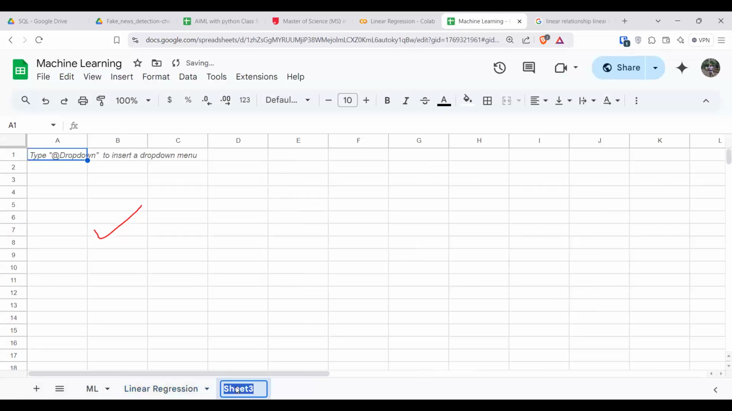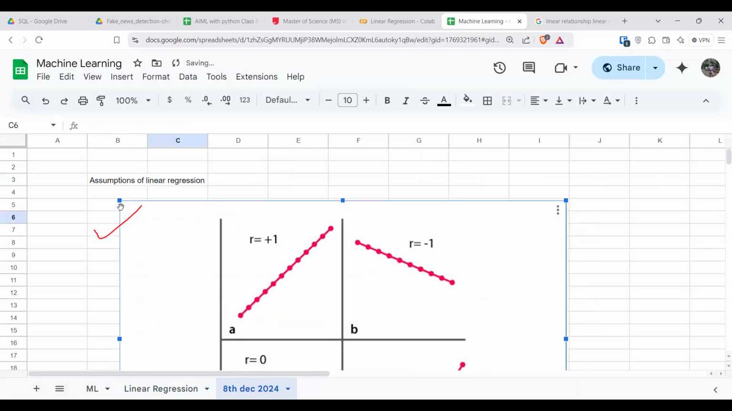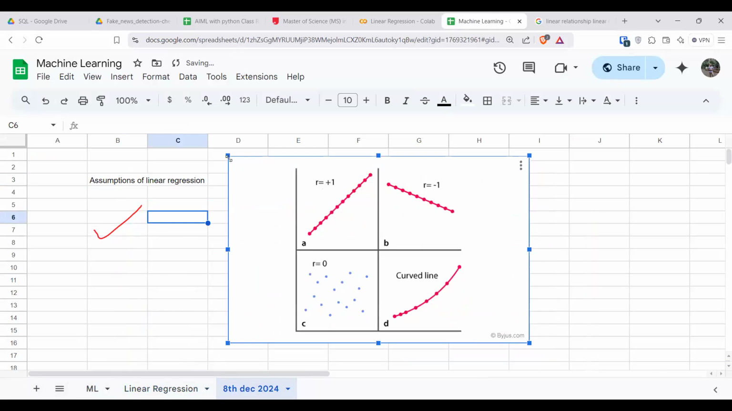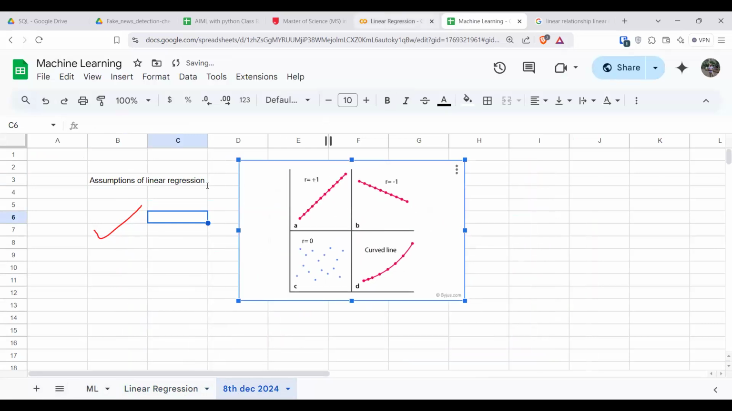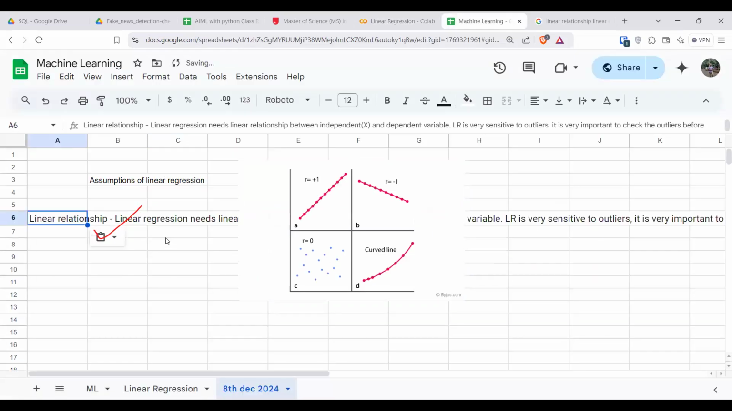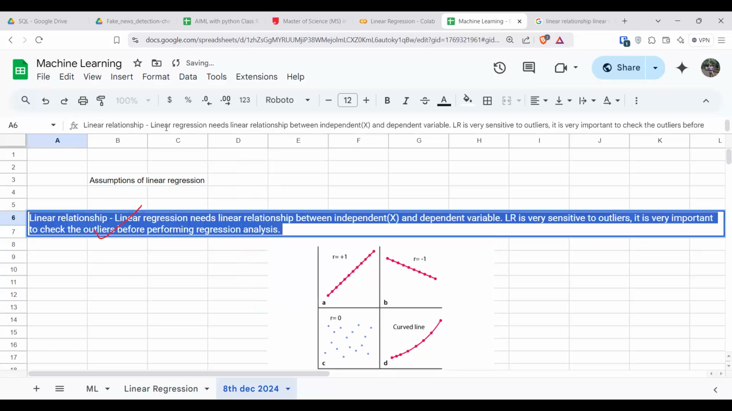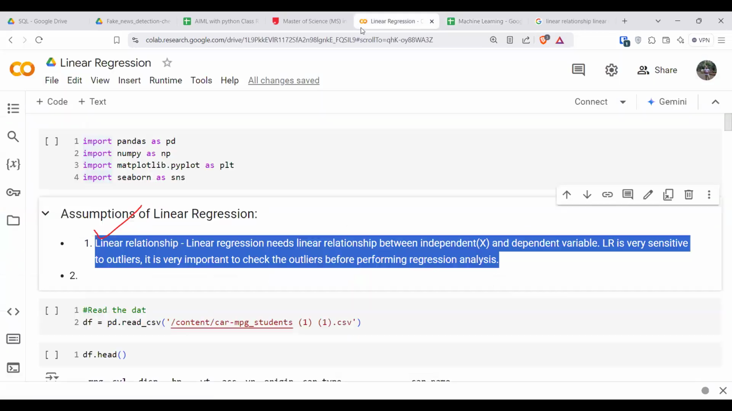Or let us create a new sheet over here. Let's rename this as 8 December 2024. We can write down assumptions of linear regression, and we can paste it over here. So that is the first point. When it comes to assumptions, it should follow a linear relationship, right? So we can take this and paste it over here. That is the first point.